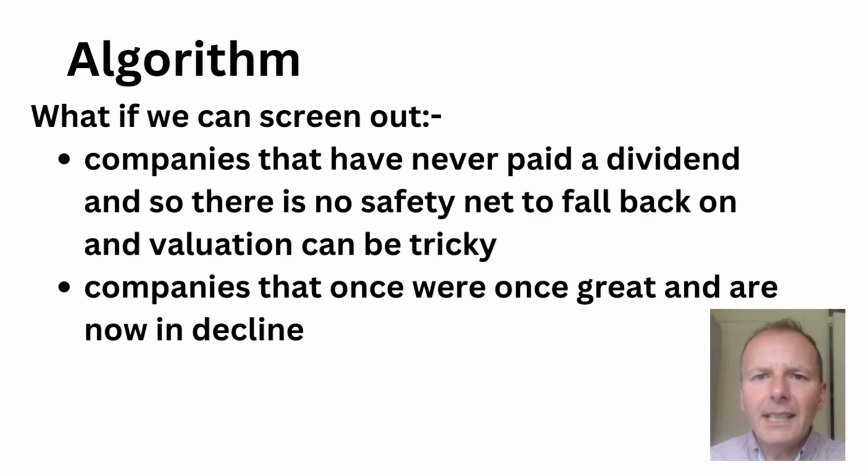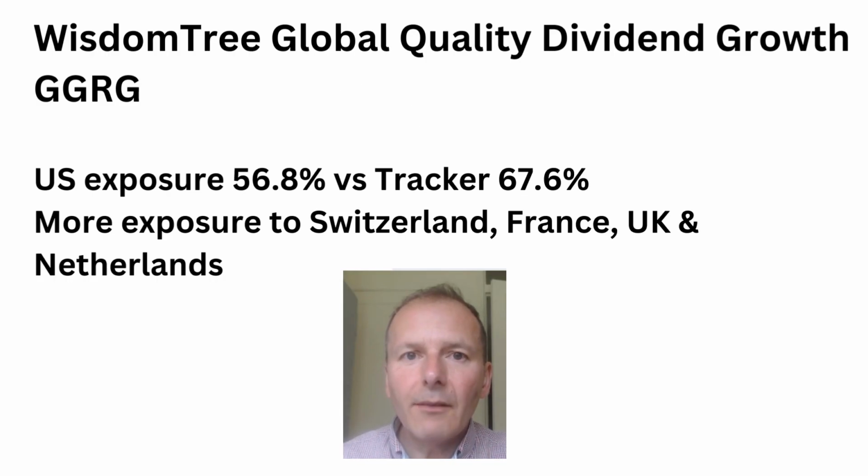The power of an ETF can lie in its algorithm, how it can screen out companies that have never paid a dividend, and so there's no safety net to fall back on, and also companies that are once great but are now in decline. So the best performing dividend ETF is WisdomTree Global Quality Dividend Growth, ticker GGRG. It has US exposure of 56.8% versus 67.6% for a standard tracker, and it has more exposure to Switzerland, France, UK and the Netherlands than a global tracker.